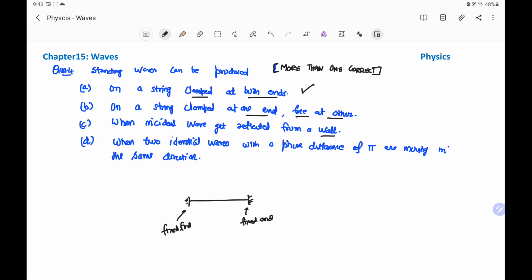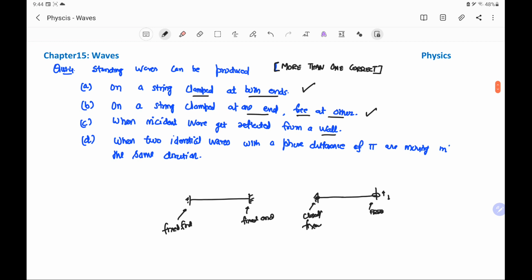Option B is a string clamped at one end, free at the other. So if at one end a string is clamped and at the other it is free with a ring, that means it can move up and down. So this end acts as a free end and the other is the closed or fixed end. When a wave is incident on the free end, it gets reflected without phase change, and the incident and reflected waves get superimposed and result in a standing wave. So option B is also correct.